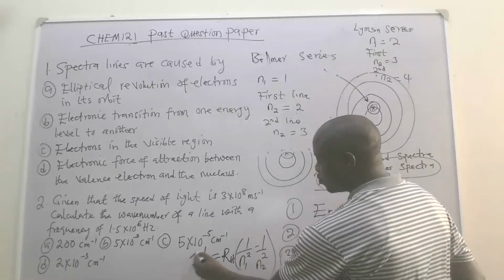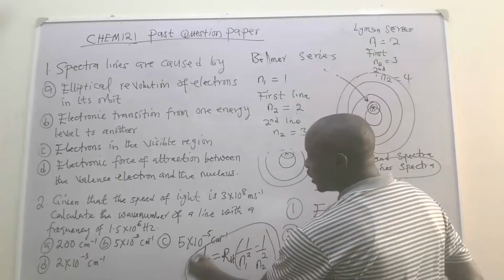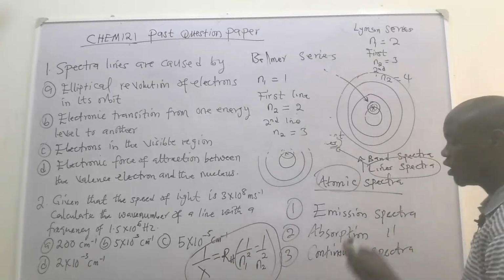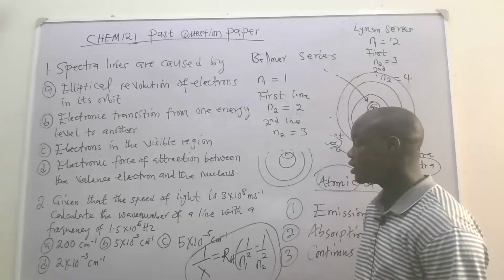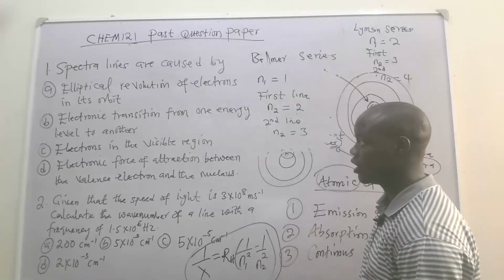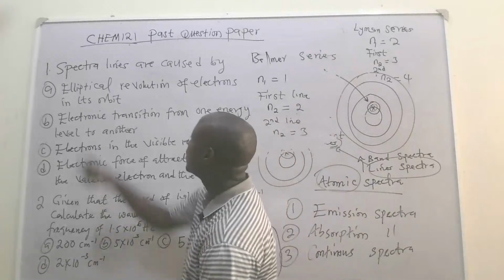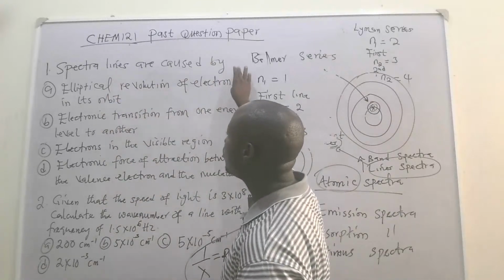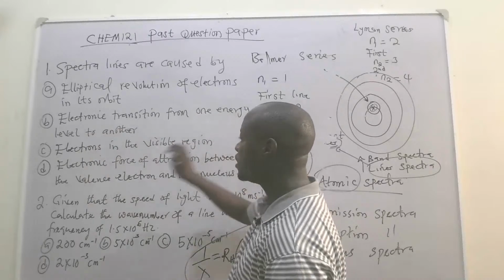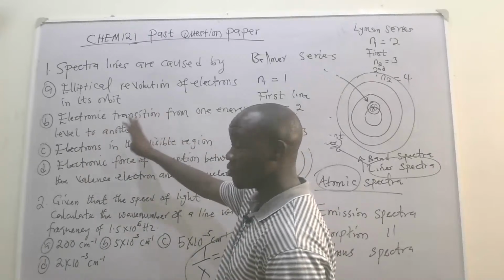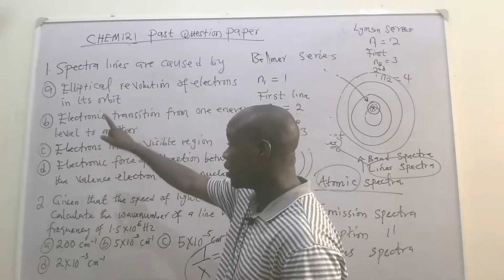So this one we call the Rydberg formula, and you can use this formula either to calculate wave number or to calculate wavelength of the atomic spectra. So ladies and gentlemen, you can see that the spectral lines are caused by the electron transition from one energy level to another. So therefore, the answer to this question is B.